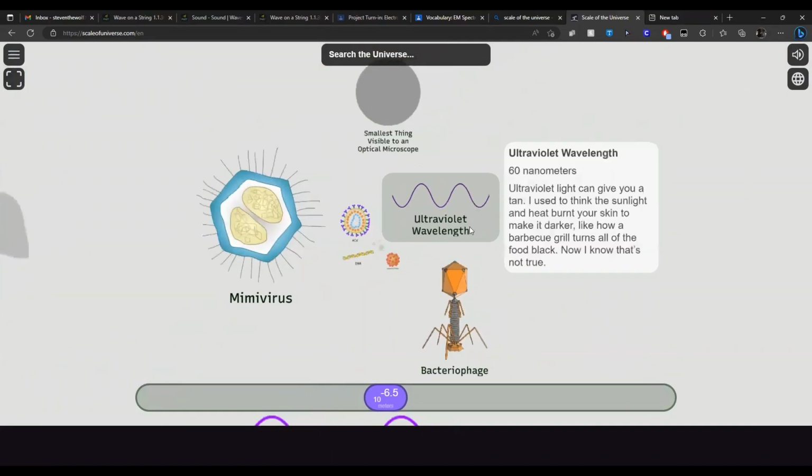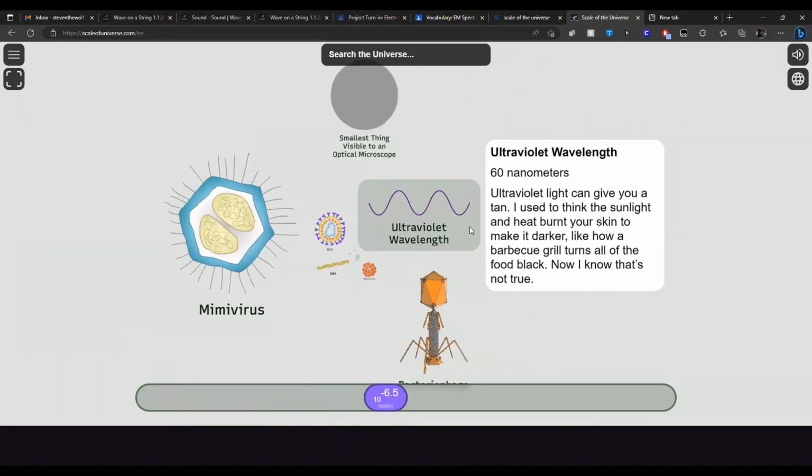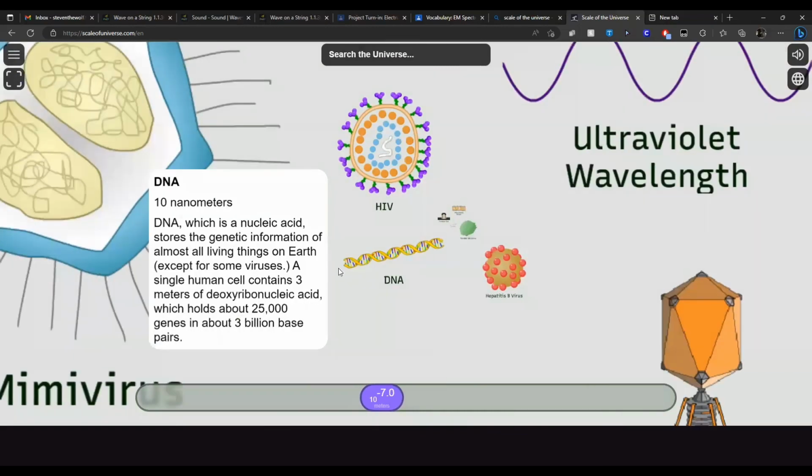Ultraviolet light is often called black light. Examples of ultraviolet light are sterilization, stars, and haunted houses. Ultraviolet light causes sunburns through stars. The ultraviolet wavelength is 60 nanometers, which is larger than DNA, which is only 10 nanometers.